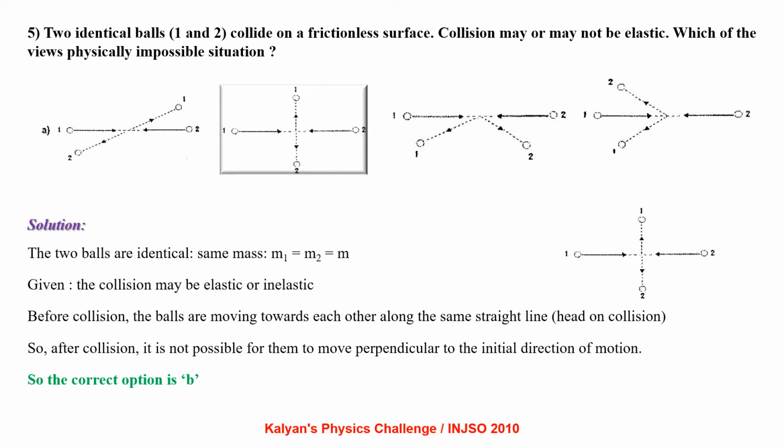Given the two balls are identical, so they have the same mass, m1 equal to m2 equal to m. Given the collision may be elastic or inelastic. Before collision, the two balls are moving towards each other along the same straight line, that is a head-on collision. So after collision, it is not possible for the two balls to move perpendicular to the initial direction of motion. So the impossible situation is the second option.